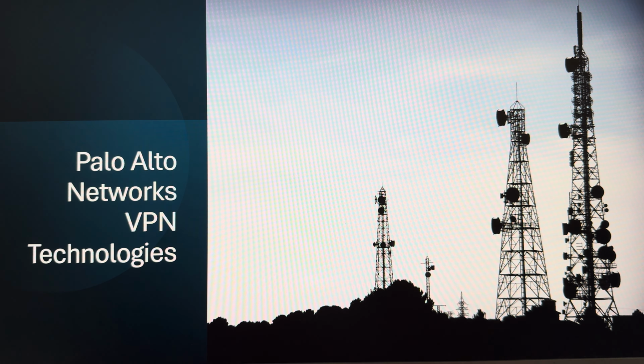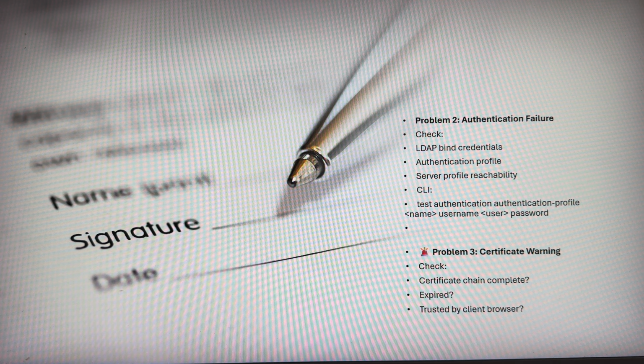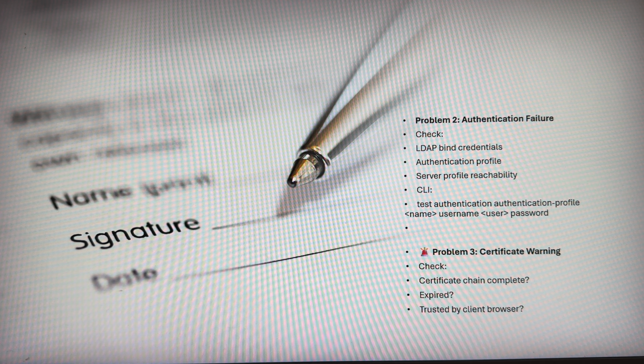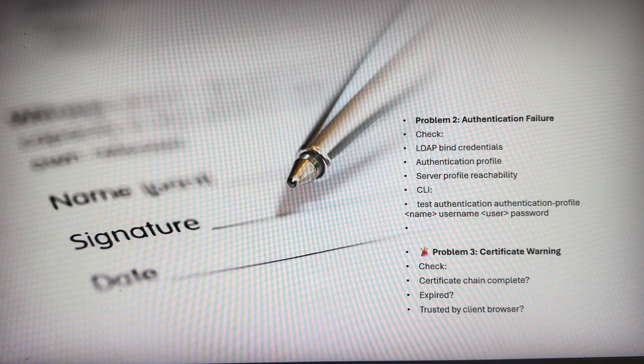SSL VPN troubleshooting. Problem 1, portal not accessible. Check that the management profile allows HTTPS, certificate is valid, security policy allows 443. In CLI, we need to test the SSL handshake. Problem 2, authentication failure. Check LDAP bind credentials, authentication profiles, server profile reachability. In CLI, test authentication with the authentication profile name, username, and password. This is the syntax we use to check the authentication failure issue.